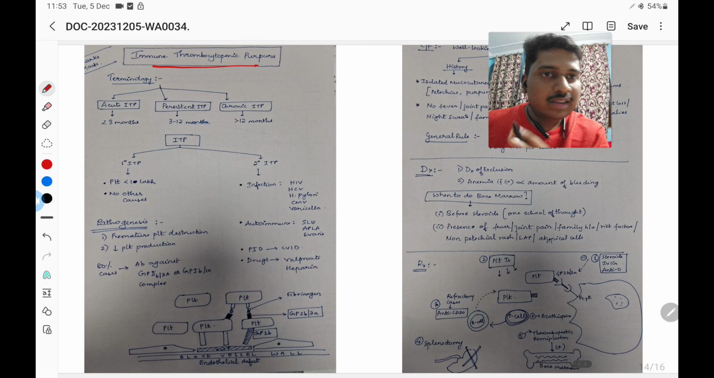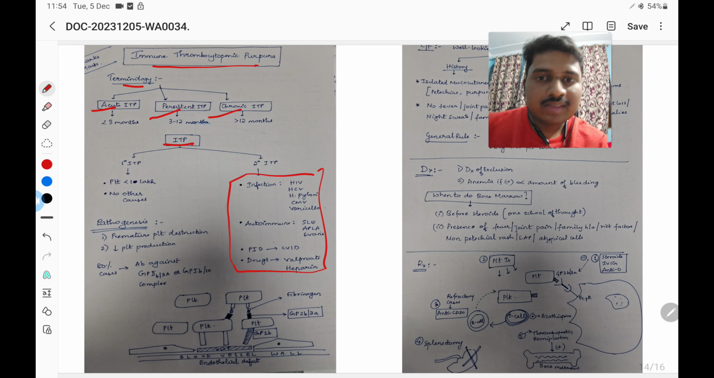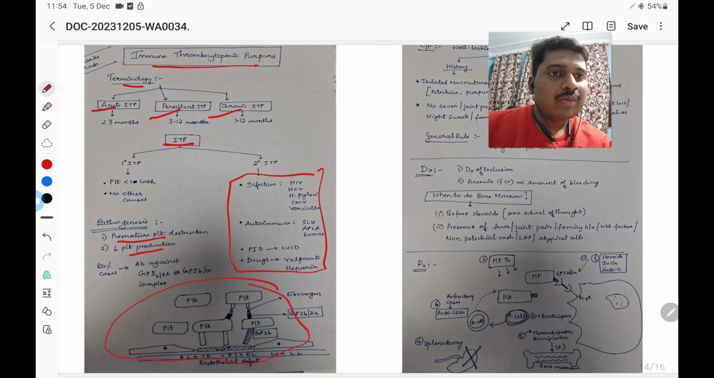You'll be writing a heading in the center, so that it will grab much of the attention. Then you're writing about the terminology, that is different terminologies used: acute, persistent, and chronic. I have used a flowchart because a flowchart will give more visual attraction to the paper. Then I have divided ITP according to the etiology and have written all these etiologies here. Then pathogenesis I have written only one word, and then I have drawn this diagram because this diagram obviously grabs the attention of the examiner.